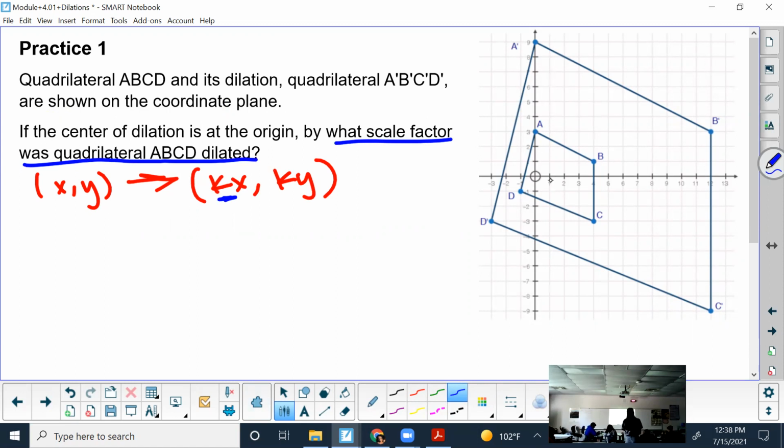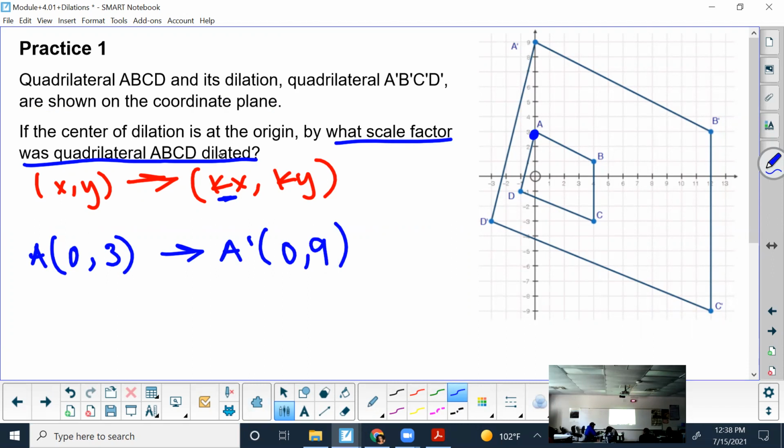But we do have both figures shown, so just take one or two of the points. Let's take point A. What is the coordinate for point A? (0, 3), good. And then what is A prime? (0, 9). So somewhere along the way, we multiplied it by k. We just need to figure out what that is.